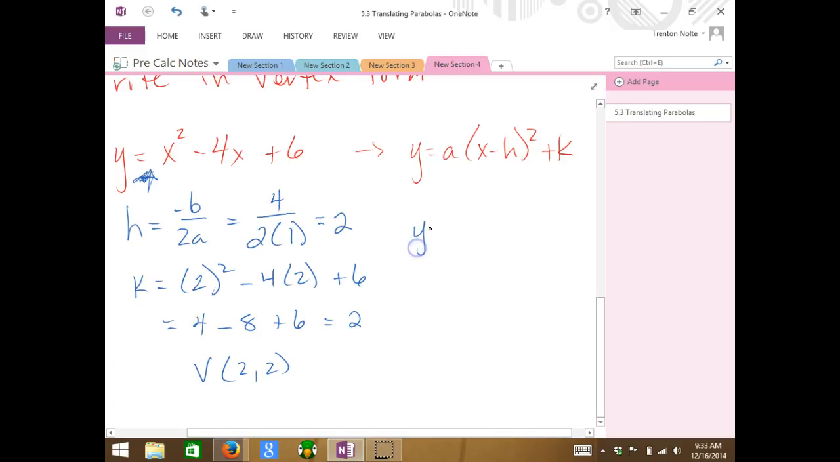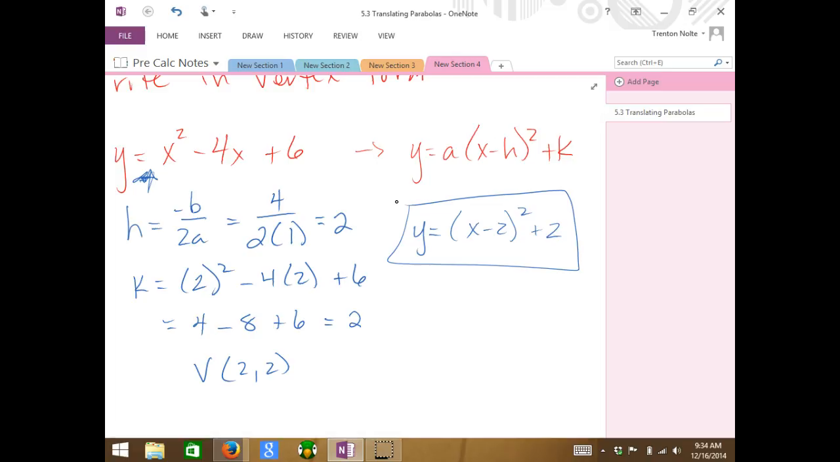So I'm going to write my vertex equation, so it would be 1 times a quantity. Do I need to write the 1 since it's in front of something? Nah, you could. That would be kind of silly though. So then it would be x minus h, what's my h value? Minus 2 squared, and then plus 2. So that is the exact same equation, but written in a different form. You graph them both, you get the exact same graph.